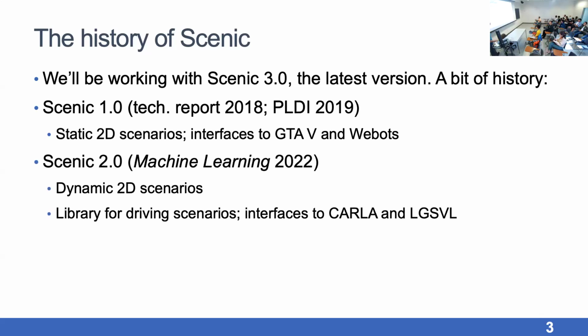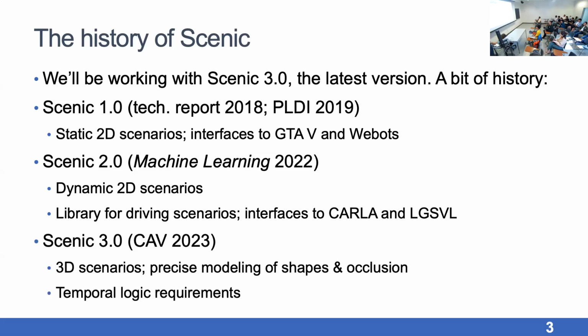Then 2.0, which is mainly described in our journal version of the Scenic paper from 2022, added the ability to talk about dynamic scenarios. So things changed over time. We also had a major new feature, this abstract library for writing driving scenarios, where you could write driving scenarios using this library, and then they would work without changes in multiple driving simulators. So that still exists, and it's from that time.